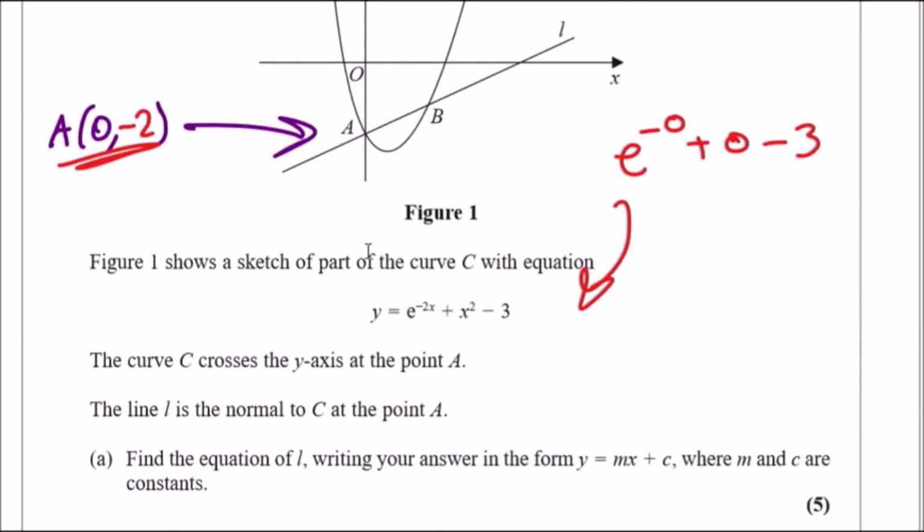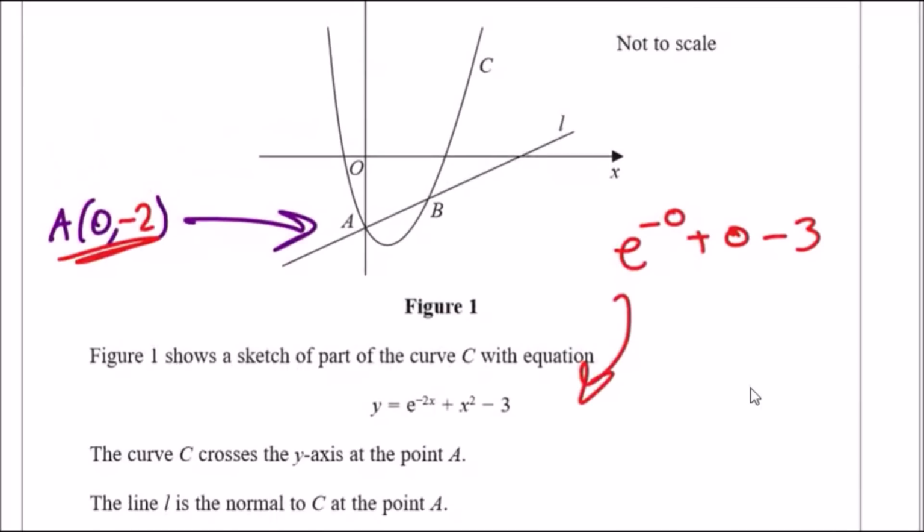Now, carry on reading. So the curve C crosses the y-axis at point A. The line L is the normal to C, keyword. Now, if this is the normal, this means that at some point there was a tangent, which was a straight line, and the normal will therefore be perpendicular at this point A. So essentially, you can just find the gradient of this normal by firstly using dy/dx, differentiating this equation, and placing the value of x, which is 0, and then taking the reciprocal to find the perpendicular gradient.